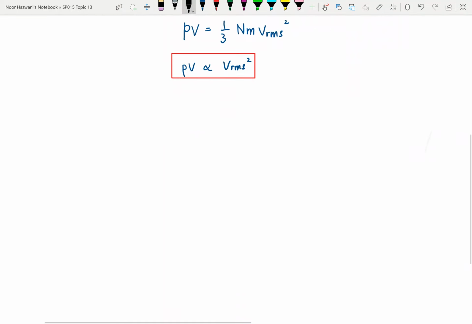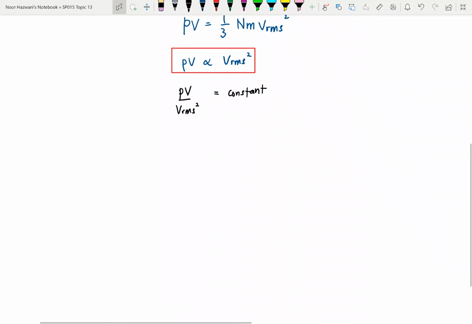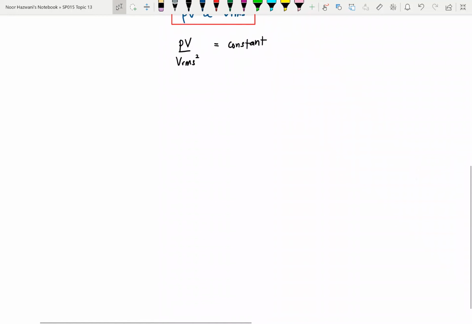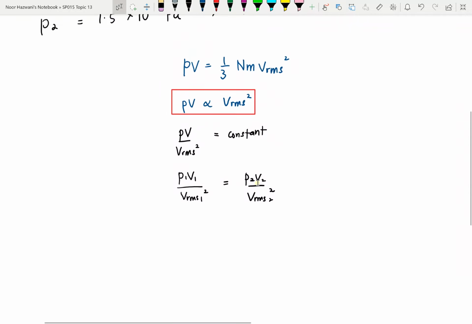Okay, so macam mana kita nak buat? Pindahkan VRMS ke sebelah. So, PV per VRMS squared, kita akan equalize dengan constant. Okay, apa yang dia maksudkan dengan equation ni? So, throughout the process, if you change anything, maksudnya nilai dia adalah sama. Jadi, I could rewrite as P1 V1 over VRMS 1 squared equals to P2 V2 over VRMS 2 squared.